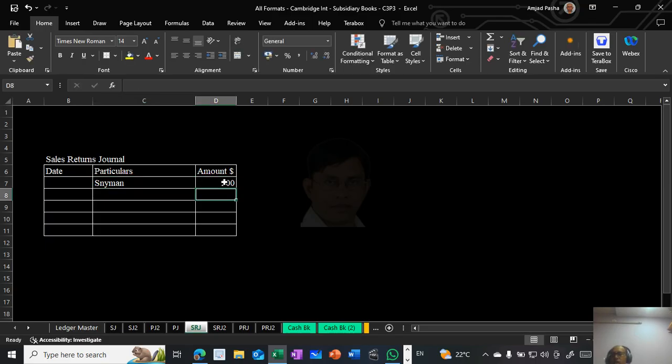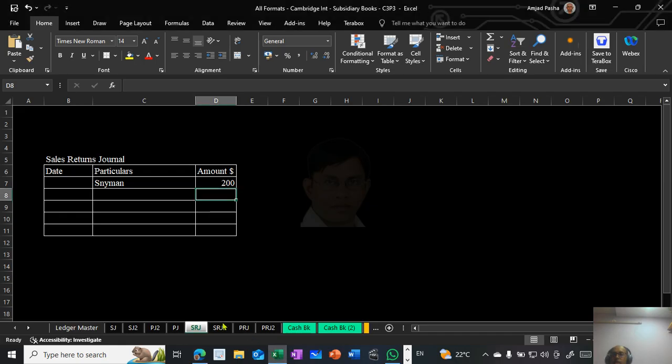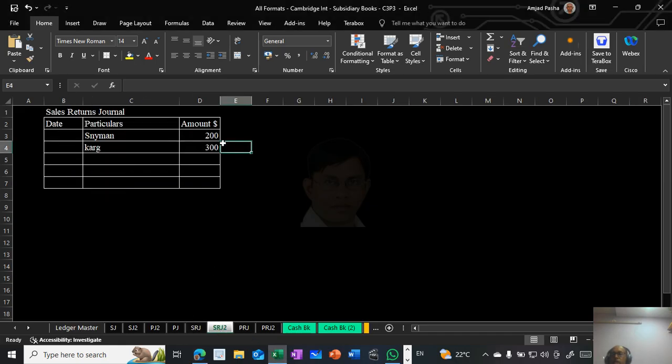So like this, similarly, we have to record all the sales returns. Snyman returned, Karg also returned, Karg also returned. So Snyman and Karg we have to enter. So the entries will look like this: Snyman 200, Karg 200, 300.